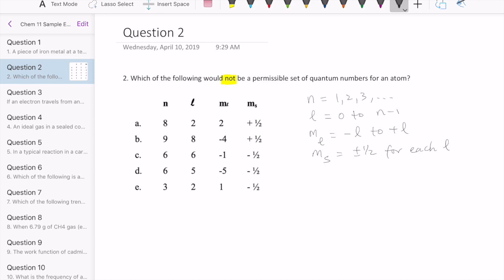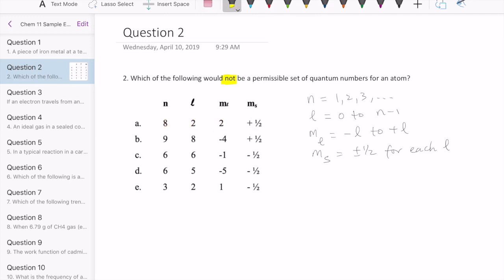So what we need to look at is whether any one of these sets doesn't satisfy the rules outlined here. If you look carefully, the first one, we have 8. 2 is less than 8, so that's okay. M sub L can go from negative L to positive L, so that's okay, and plus 1/2. So all of that is fine, no problem with that one.